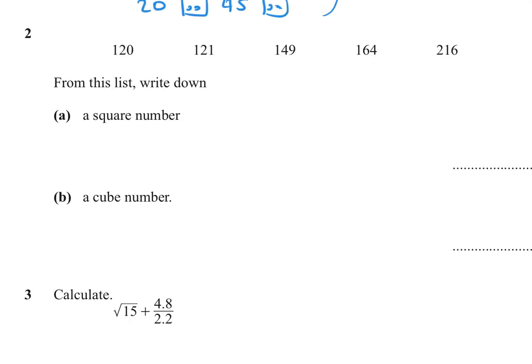Number 2: 120, 121, 149, 164, 216. From the list, write down a square number. So which one? 121, because it has square root 11. So 121. A cube number has a cubic root. You can try with your calculator which one has a cubic root. 216. So 216, and the cubic root 6. So 216 is the cube number and 121 is the square number.